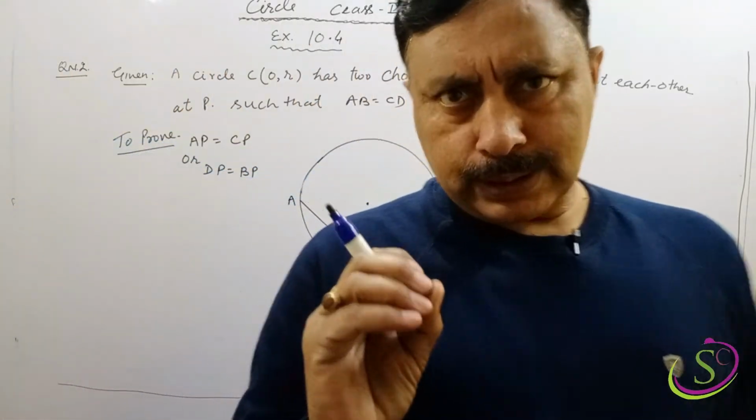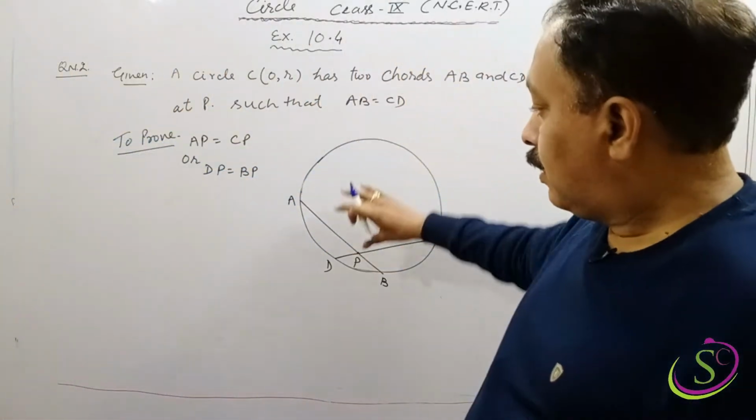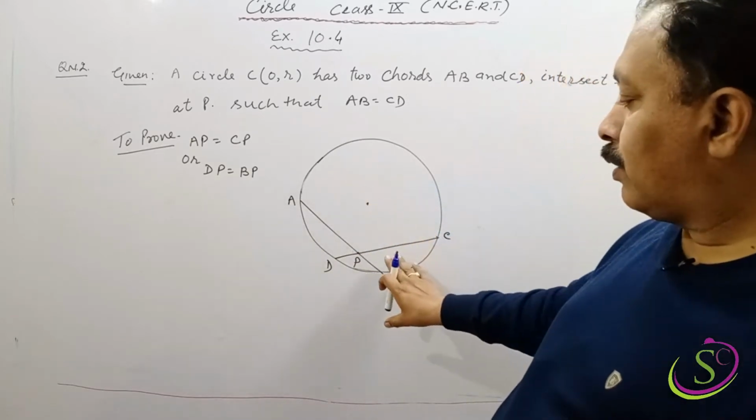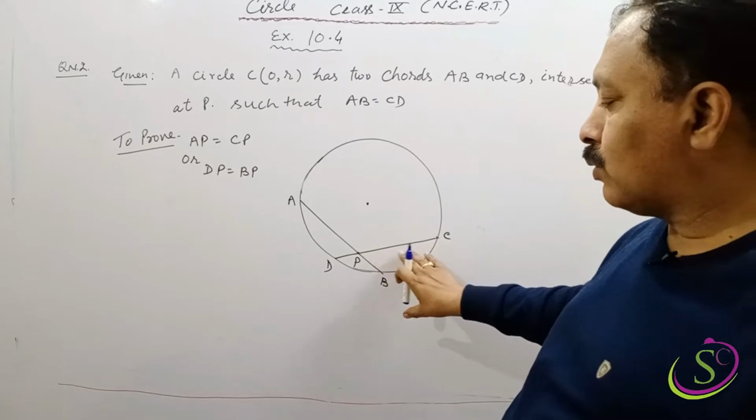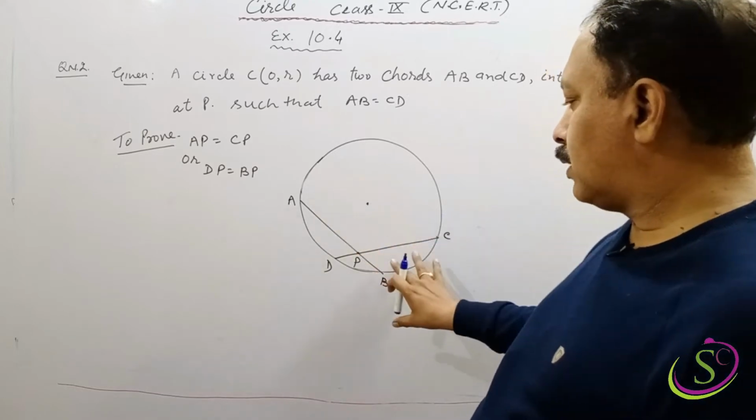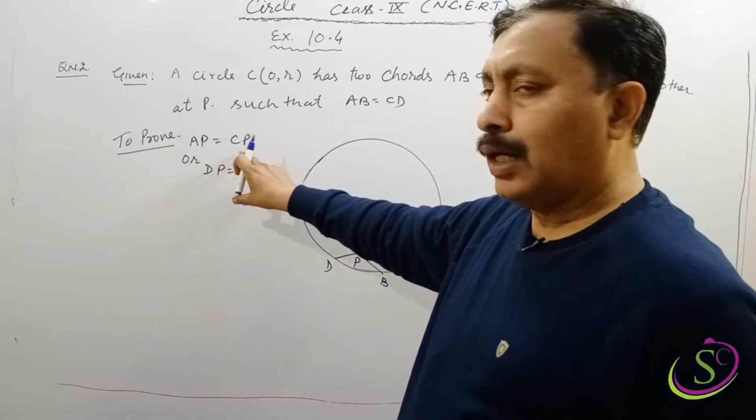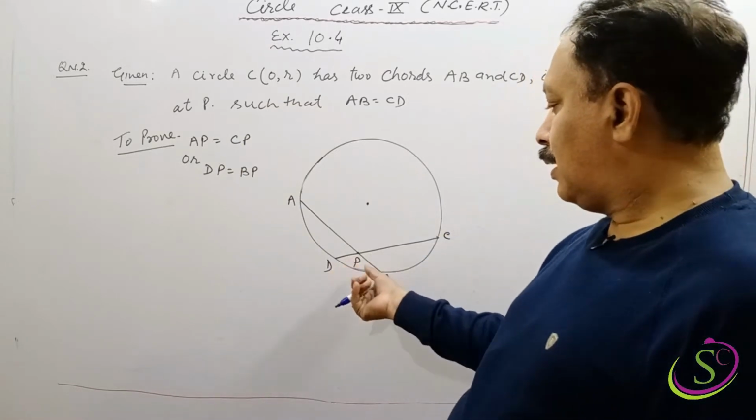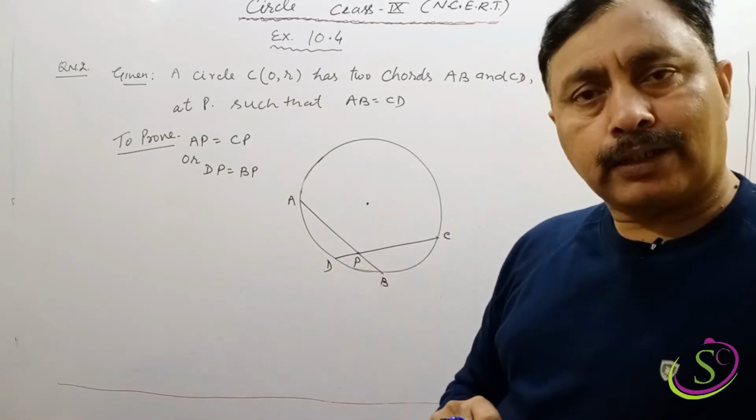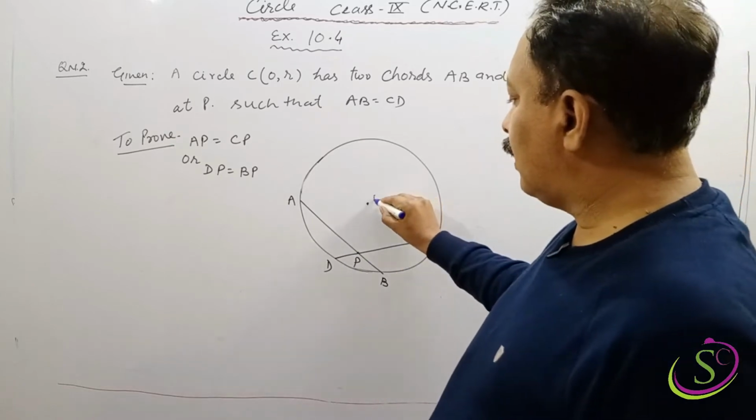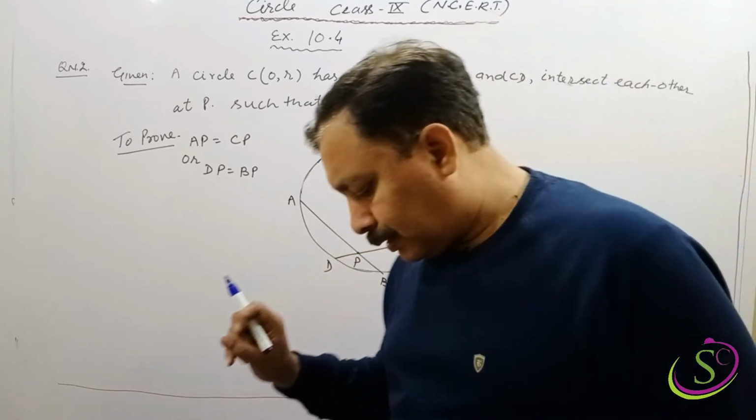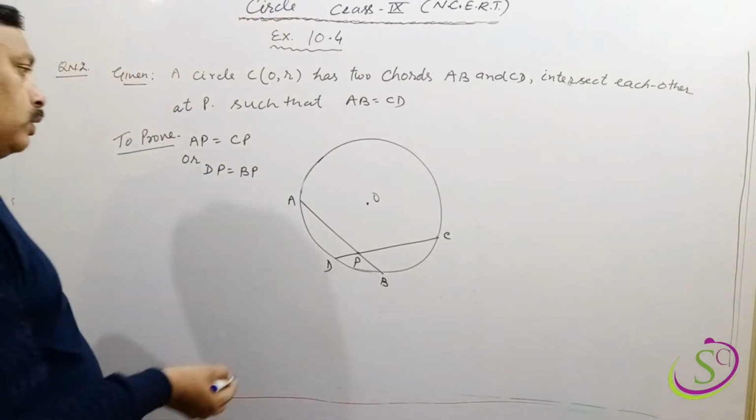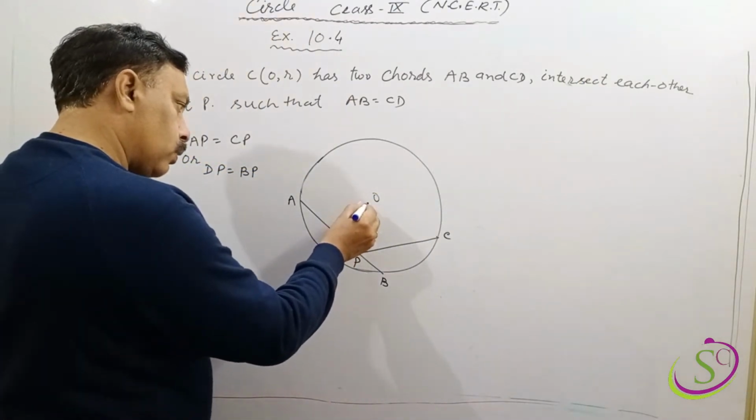Segments of both the chords are corresponding. AP means larger segment, and the corresponding to the larger segment of this chord means AP or CP, we have to prove both are equal. Similarly, smaller segments DP and PB are equal. Clear? To prove this, we have to do some construction. One is join O to P.